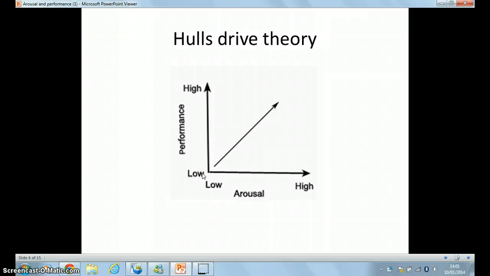Elite athletes should also have more things to get them aroused compared to non-elite. For example, they have the media showing them. For example, Bolt has a big media following, so he will become more aroused by this, and according to Hull's drive theory, he should perform better when in a bigger competition and with more media backing.